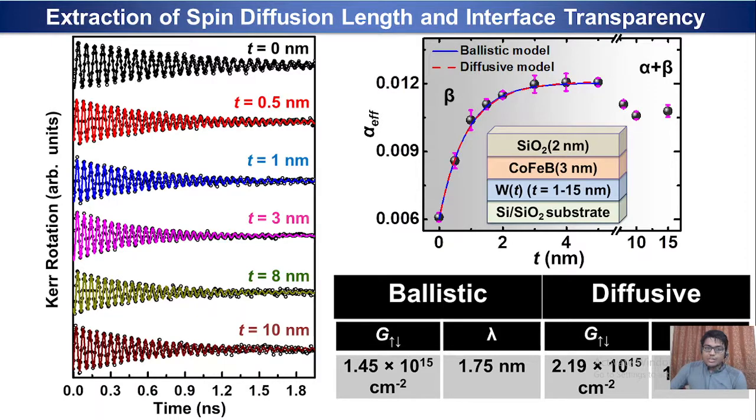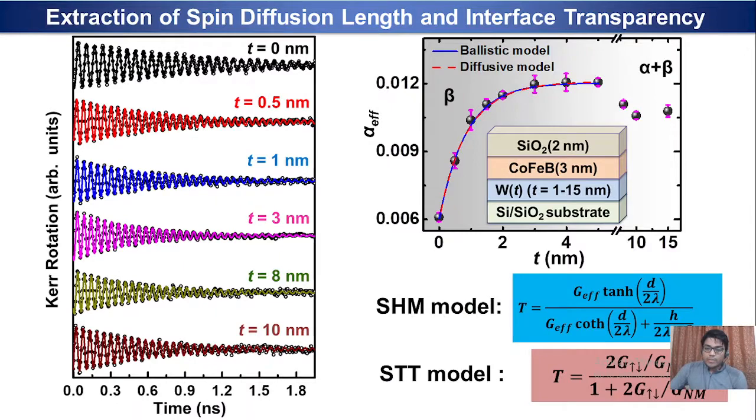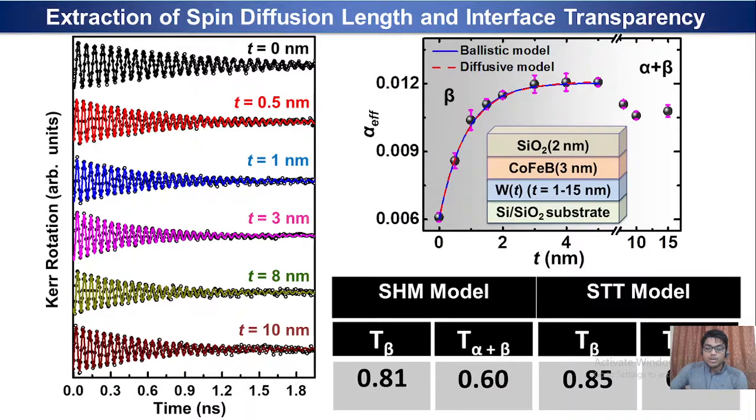And after getting the spin diffusion length and the spin mixing conductance, we have calculated the interfacial spin transparency by using the spin Hall magnetoresistance model and the spin transfer torque based model, and from which we have got a very high interfacial spin transparency, about 80% for the beta phase of the tungsten, which is about 25% higher than that of the mixed phase. So there is a clear phase dependence of the interfacial spin transparency.